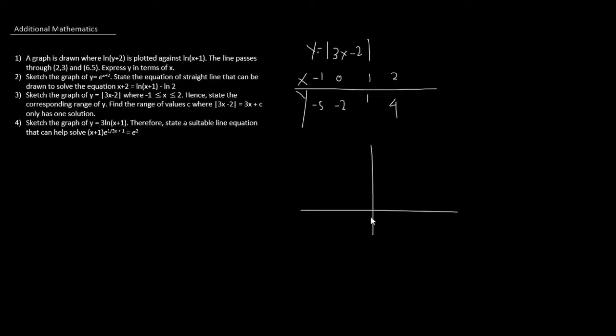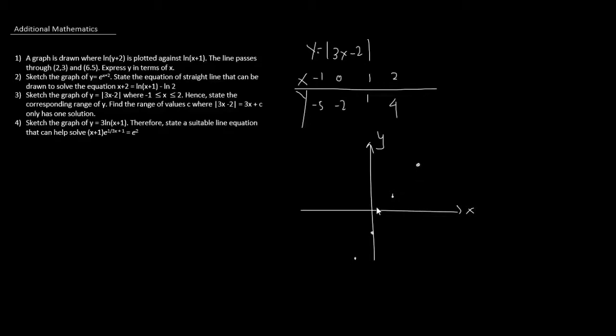So we have the x-axis, it's a bit too short. The y-axis, then we have x, and then we have y, right? I'm not going to put the values in, that will be a bit too time consuming, so I'm just going to approximate. So -1, -5 will be somewhere here, 0, -2 will be somewhere here, 1, 1 will be somewhere here, and 2, 4 will be somewhere here.